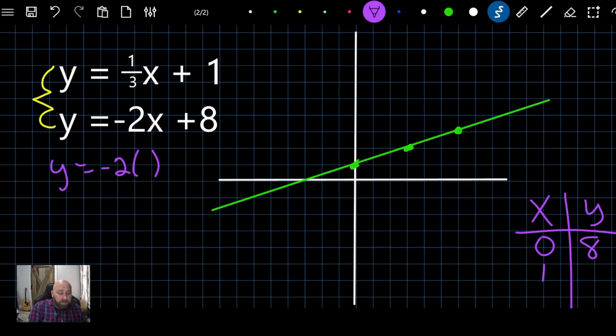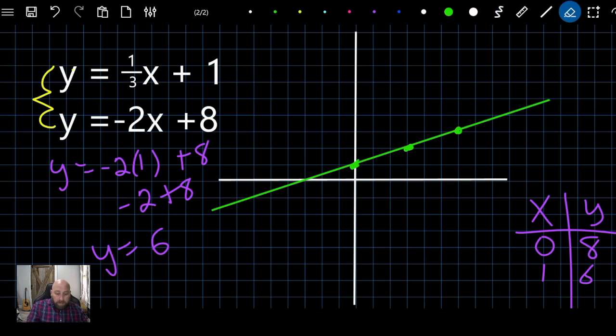Let's do a 1 this time. So -2 times 1 is -2 plus 8. -2 plus 8 is 6. So y equals 6. When x equals 1, y equals 6. We'll do it one more time. And this time we'll do 2.